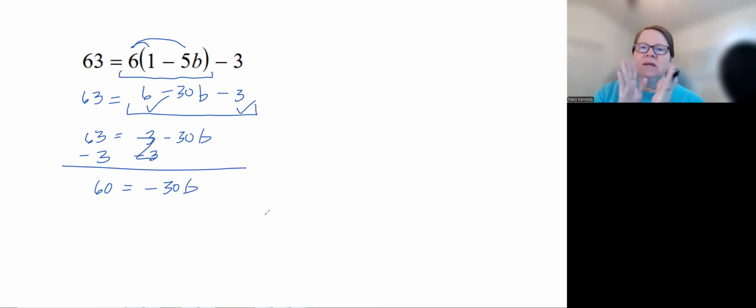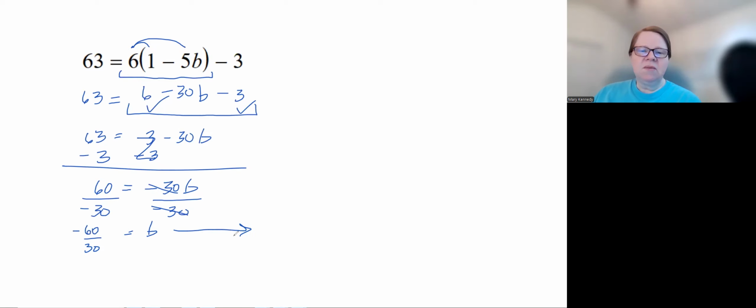All right, the last thing is to divide both sides by whatever's in front of the variable. And so in this case, there's a -30 in front of the variable, so I'm going to divide both sides by -30. And so I'm just left with b equals -60 over 30. So notice that we can reduce that, right? So -60 over 30. I've got zeros on both of those, so I know that'll knock off. And -6 divided by 3 is -2.